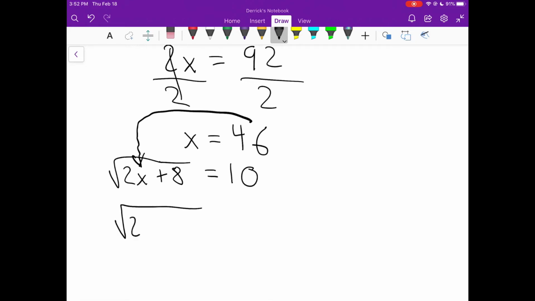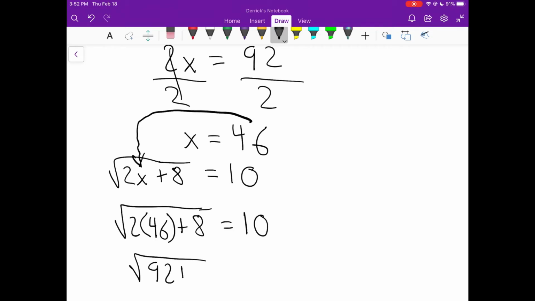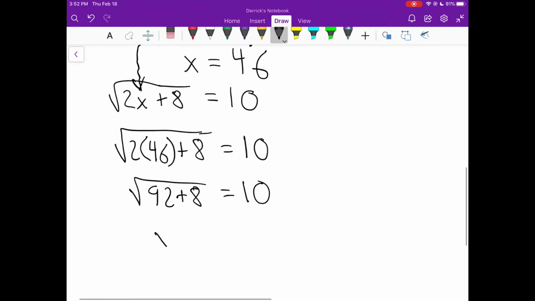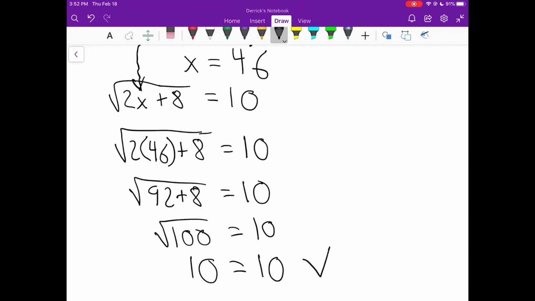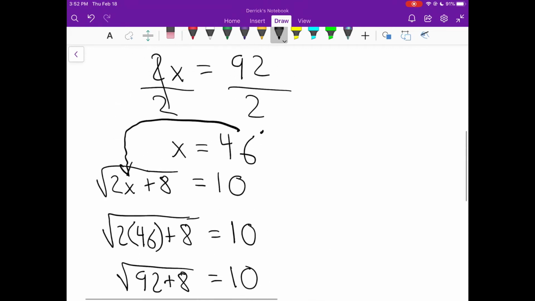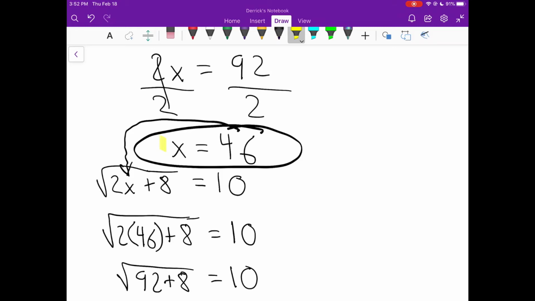So we'd have the square root of 2 times 46 plus 8 equals 10. 2 times 46 is indeed 92. So we have the square root of 92 plus 8 equals 10. 92 plus 8 is 100. And last I checked, the square root of 100 was indeed 10. So this does give us a true statement. It checks out. So x equals 46 really would be our answer for this problem.